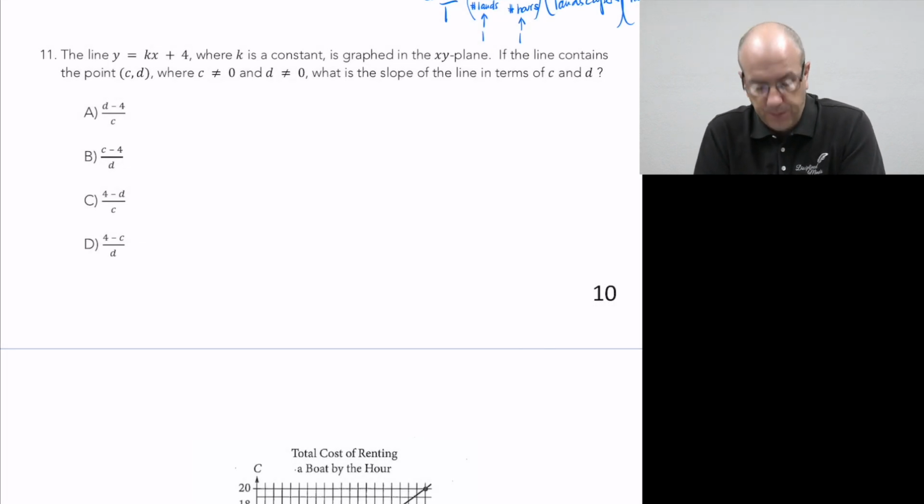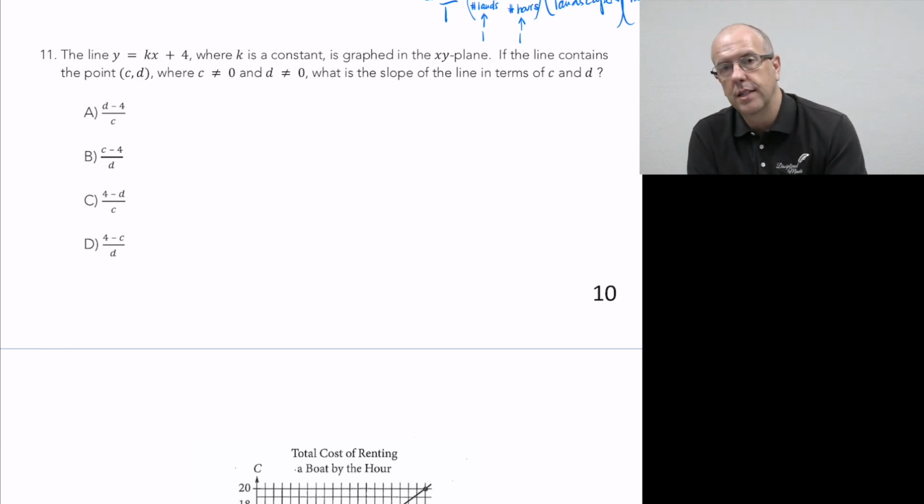Number 11, this says the line y equals kx plus 4, where k is a constant, is graphed on the xy plane. If the line contains the point c comma d, where c is not equal to 0 and d is not equal to 0, what is the slope of the line in terms of c and d?